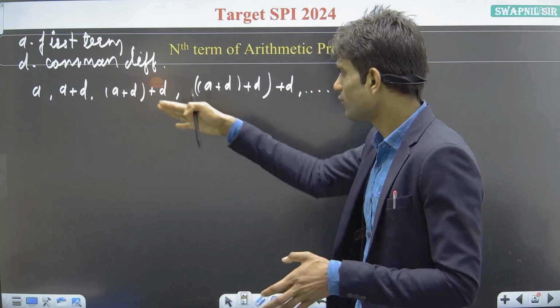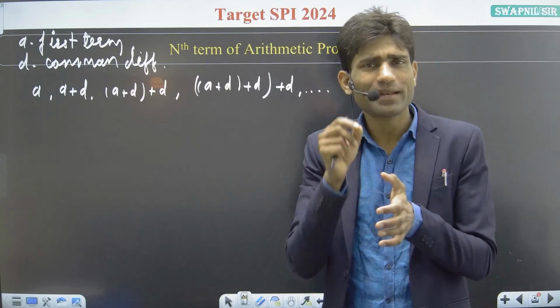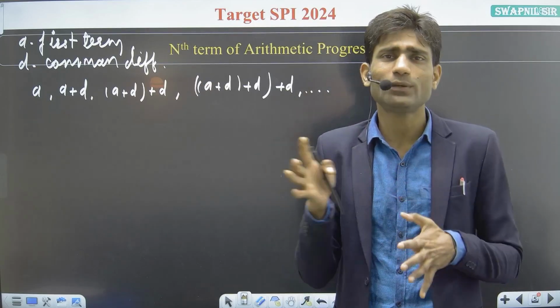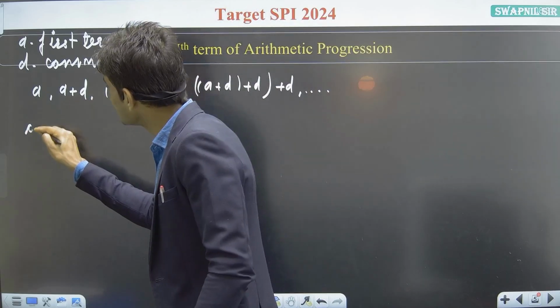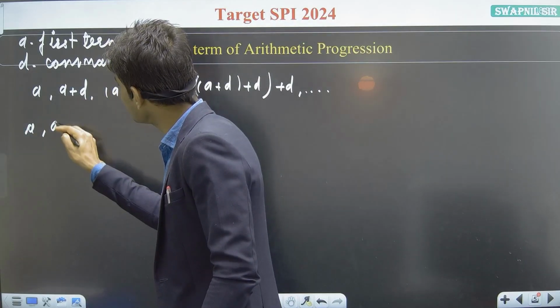Let's go for the simplified form: we can write d plus d as 2d. That changes here. Keep a as it is, and a plus d also as it is.